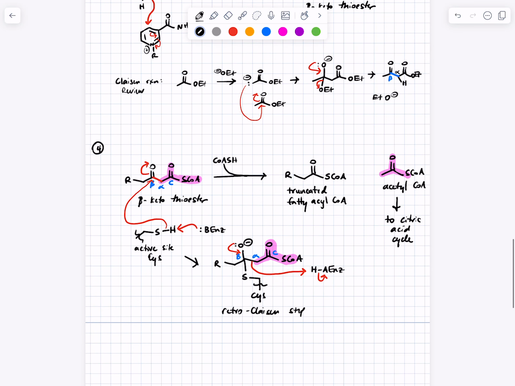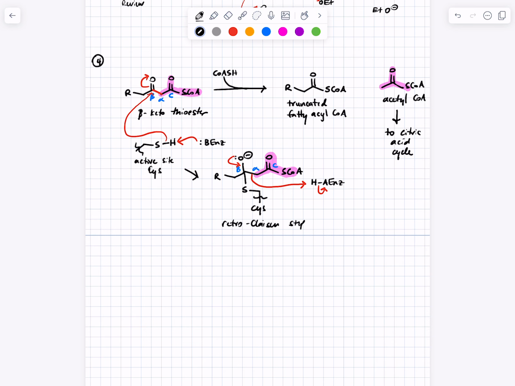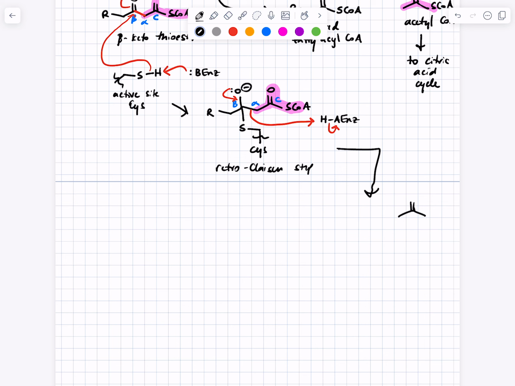And if you compare it to the Claisen before, it would be the backward step here, where electrons kick down and you kick off the enolate as a leaving group instead. All right, so let's keep going. We lose acetyl-CoA there. So part one of our mission for this step is accomplished.